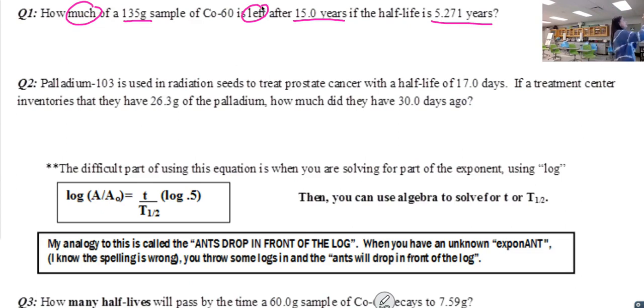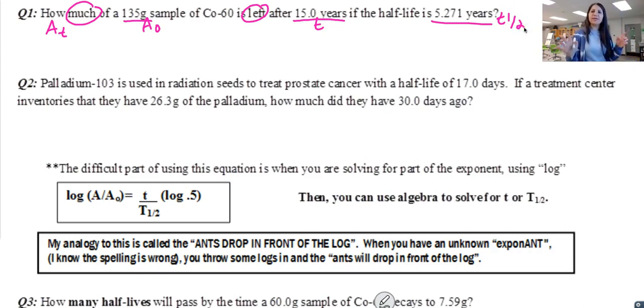Which means I know I'm looking for AT, the amount final after a certain amount of time has gone by. So 135, well, that must be my initial amount, that's my A0. 15 years, oh, that's easy, that's my time. So what's 5.271? Well, that tells me that it's my half-life time.